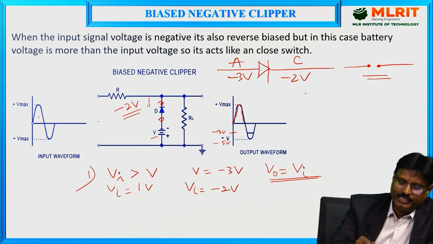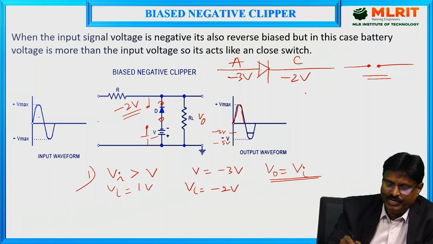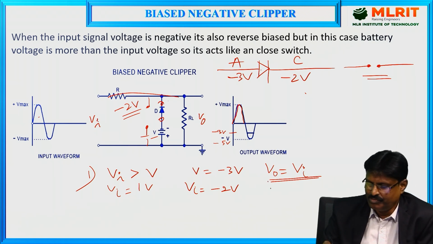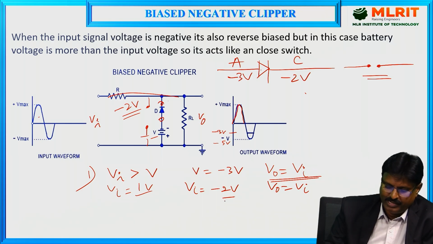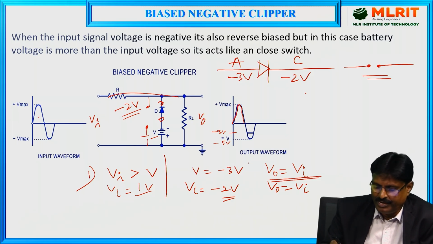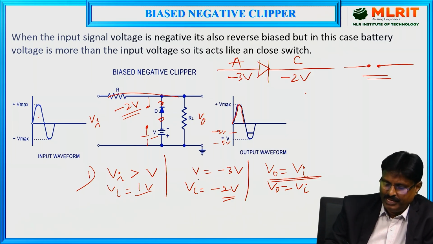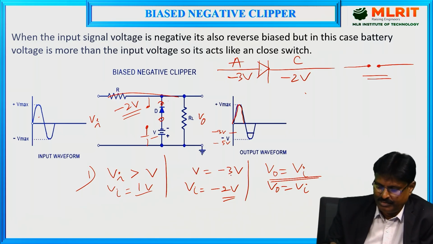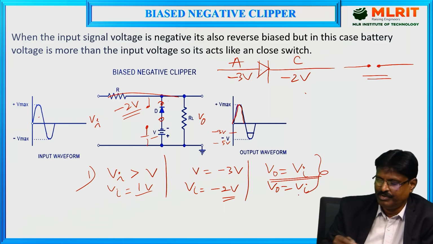So we can ignore this arm. The output voltage V naught will be equal to Vi, the same as in the last case, where Vi is equal to minus 2 volts. First we took Vi equal to 1 volt and saw that the output voltage is 1 volt. Then we took a negative value, Vi equal to minus 2 volts, and saw V naught is equal to minus 2 volts. So finally we can say that V naught is equal to Vi.